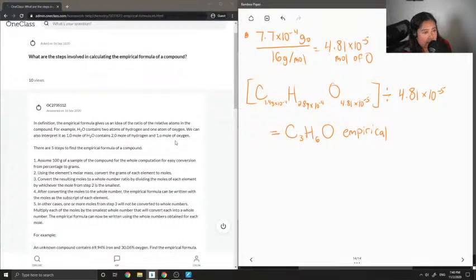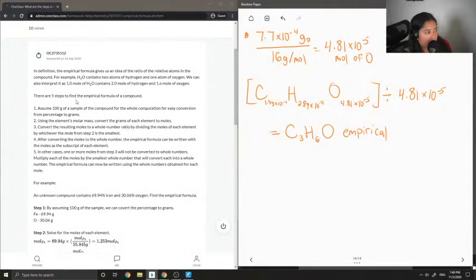So let's see what our junior tutor said. In definition, the empirical formula gives us an idea of the ratio of the relative atoms in the compound. For example, H2O only contains 2 atoms of hydrogen and 1 atom of oxygen. We can also interpret it as 1 mole of H2O contains 2 moles of hydrogen and 1 mole of oxygen.